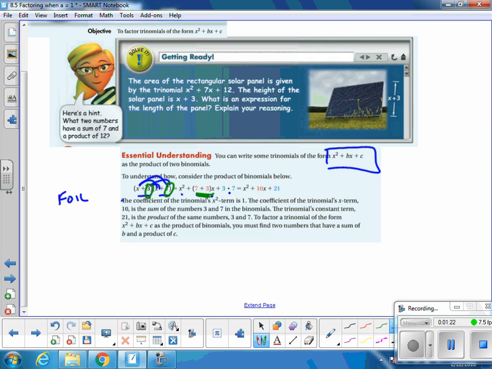The coefficient of the trinomial is x squared. That term is the first term, term 1. The coefficient of the trinomial's x term is 10. This is some of the language of it. This 10 is the sum of the numbers 3 and 7 in the binomial, just like we talked about. The trinomial's constant term is 21, and that is the product of the same numbers, 3 and 7. To factor a trinomial in the form x squared plus bx plus c as the product of binomials, you must first find the two numbers that have the sum of b and the product of c.